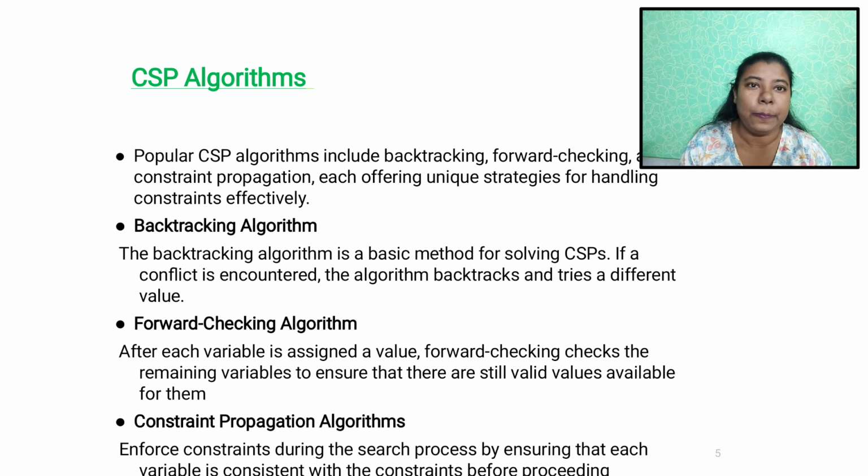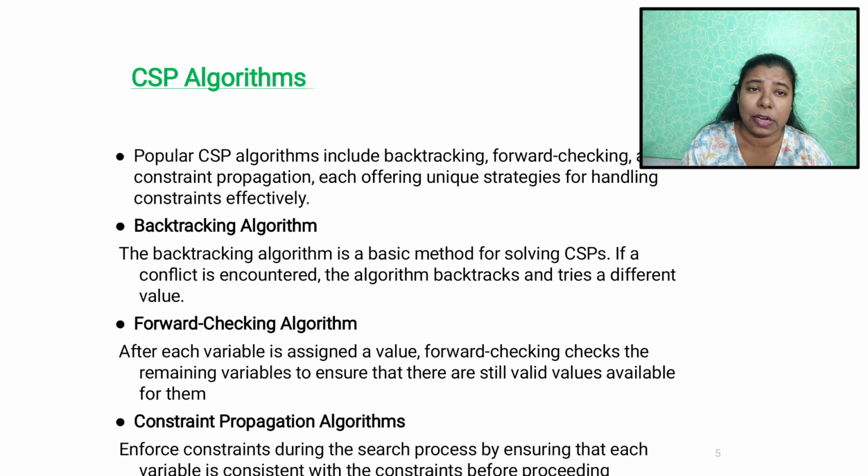As I have said here, the backtracking algorithm is a basic method for solving the CSP. If it encounters a conflict, then the algorithm backtracks and tries to find a different value which can go towards the solution.